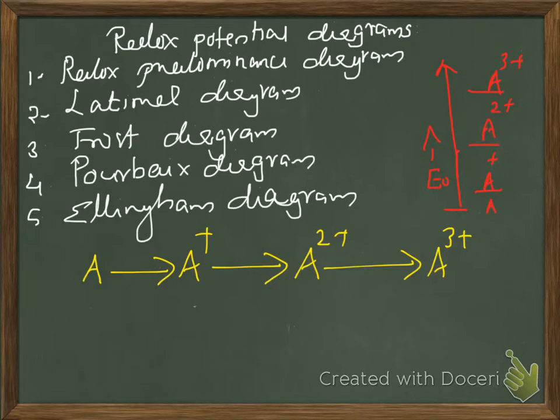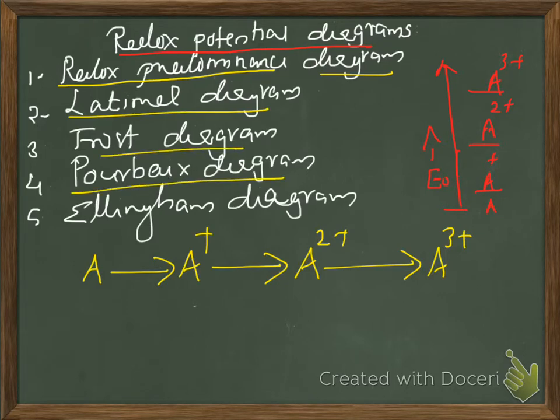At present, we have five kinds of diagrams with us. First one is redox predominance diagram. But actually it is not in your syllabus. Your syllabus starts with the second one, Latimer diagram, Frost diagram, Pourbaix diagram and Ellingham diagram.